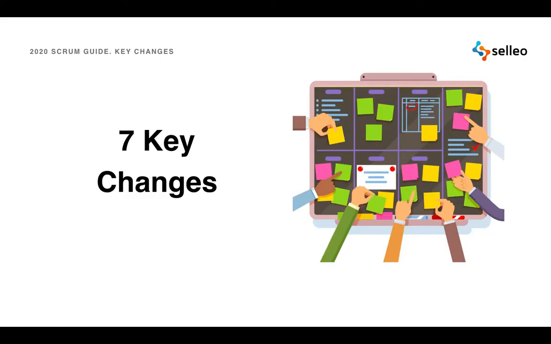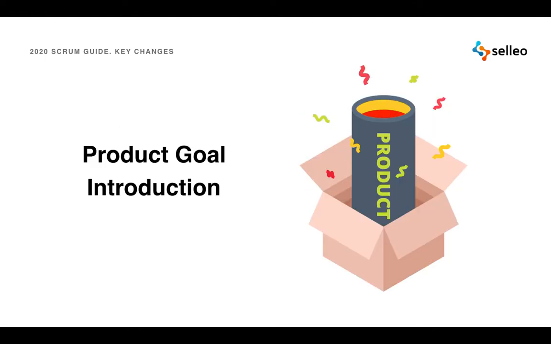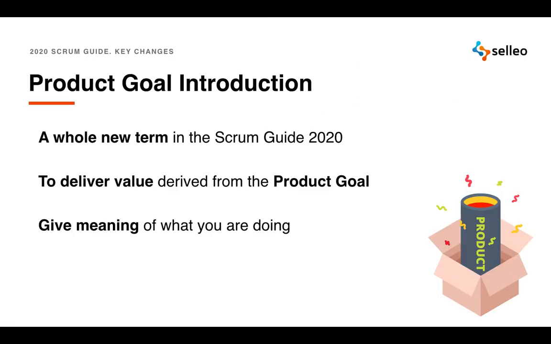Now I would like to walk you through the 7 key changes in the 2020 Scrum Guide I chose to be interesting. First, the updated version introduces the whole new term, the product goal. It is in order to direct focus of the teams towards larger, valuable objectives.